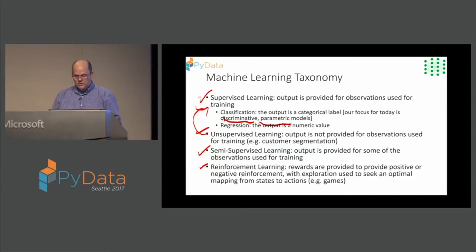Reinforcement learning. So we're not going to talk about this one. We won't have an example of this today, but I think this will probably be a big deal in the future. So today they talk about reinforcement learning. Rewards are provided to provide positive or negative reinforcement with exploration used to seek an optimal mapping from states to actions. So these states to actions you can think of as inputs to outputs, same kind of thing.